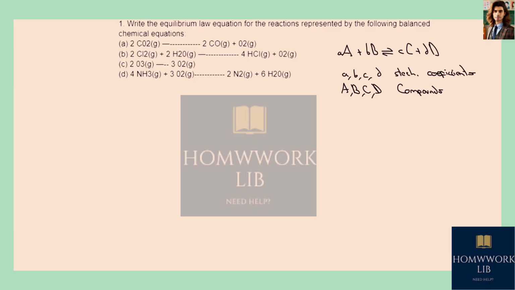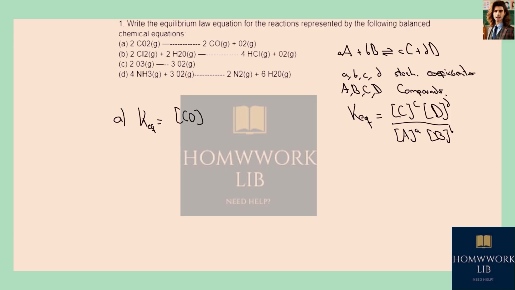For this general reaction, the equilibrium constant is going to be written as concentration of C to the c times concentration of D to the d over concentration of the reagents elevated to their corresponding stoichiometric coefficients. So, following this rule for reaction A, the equilibrium equation would be equal to concentration of CO squared times concentration of oxygen divided by concentration of CO2 squared.